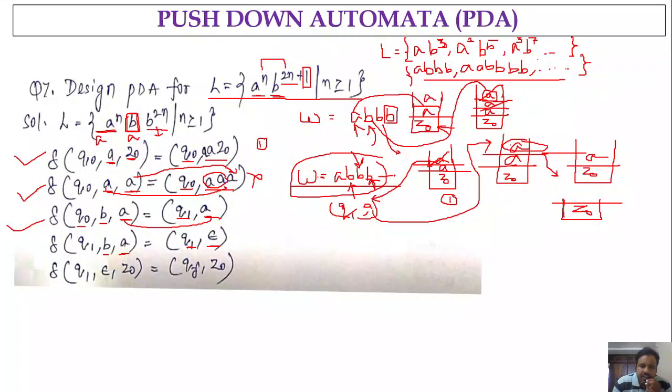Then do you have any more input to process after 3 b's? No, epsilon. So if you are in state q1 and the input is epsilon and the top of the stack is z naught, then you go to the state qf and push z naught onto the stack.